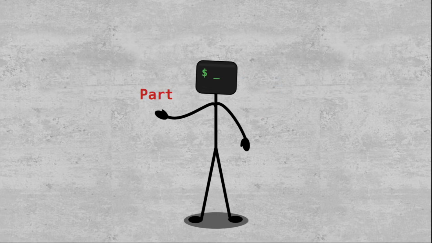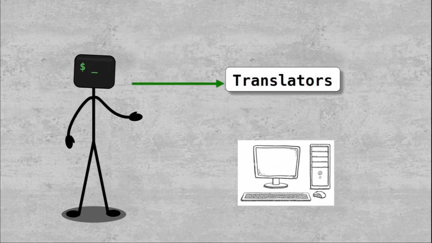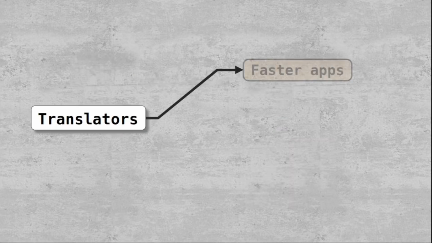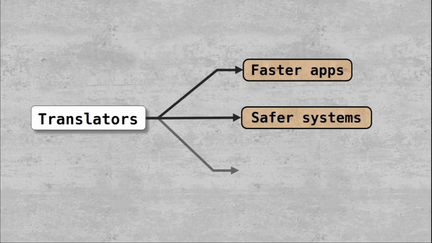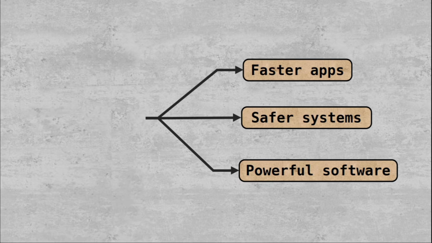Now here's the part most people miss. Without translators, computers have no idea what you are doing. Translators don't just help computers understand us. They help us build faster apps, safer systems, and powerful software. Without translators, programming would mean writing pages of binary values. And trust me, no human wants that life.